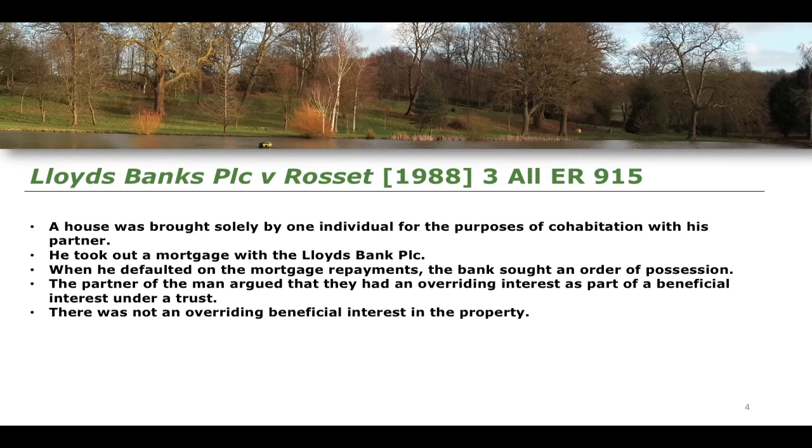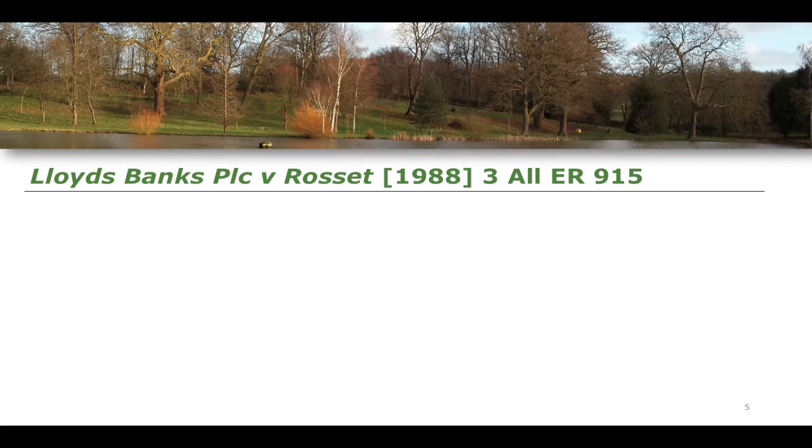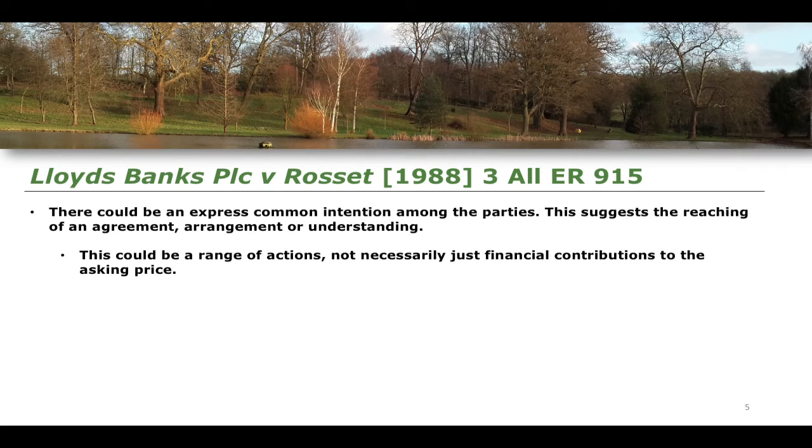Now, it was held ultimately that there was not an overriding beneficial interest in the property. The courts held that a constructive trust in land can arise on the basis of the intentions of the parties. This is the circumstance in which a constructive trust of land can exist. They argued that there could be an express common intention among the parties, suggesting the reaching of an agreement, arrangement, or understanding, which could lead to the creation of the constructive trust.